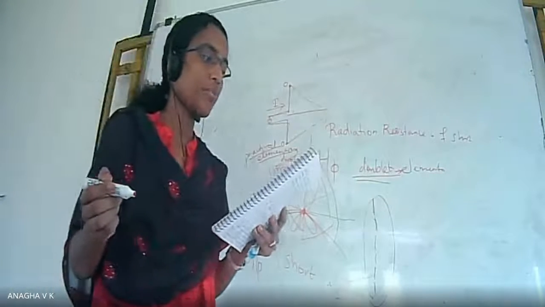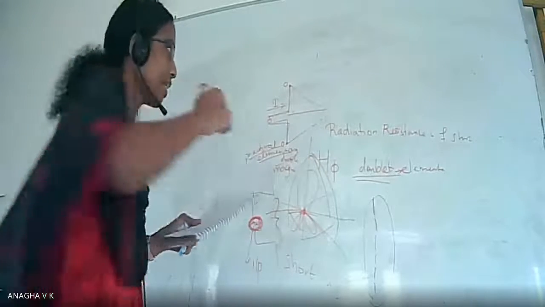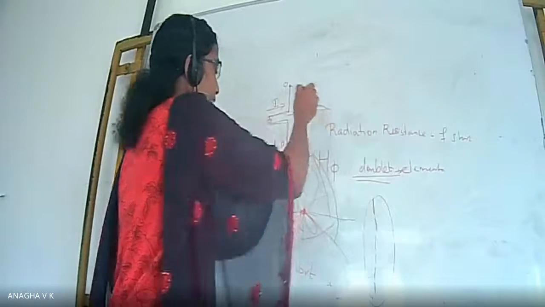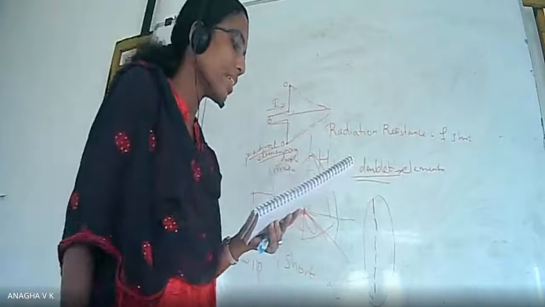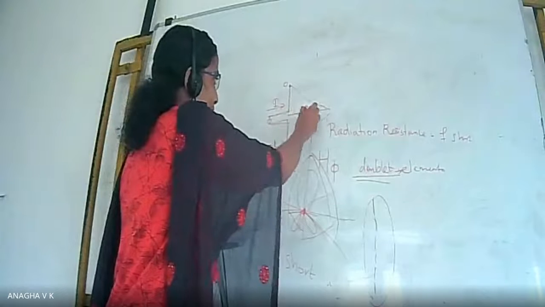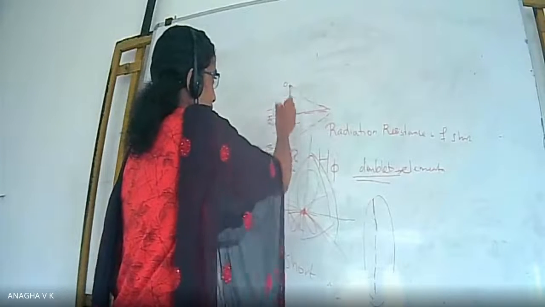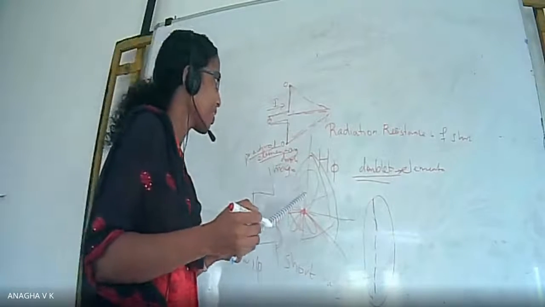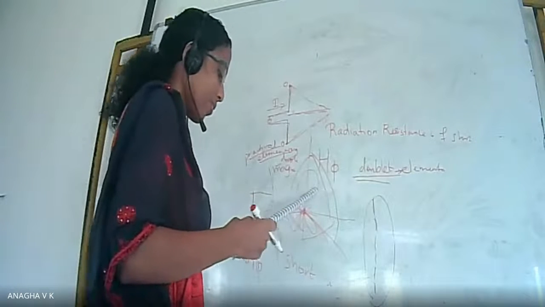So the current amplitude on such an antenna decreases uniformly. Uniform decrease. Okay, it decreases uniformly from a maximum at the center to 0 at the ends. So where is it maximum? At the center. So at the ends, what? The current amplitude is 0. At the ends, the current amplitude is 0.